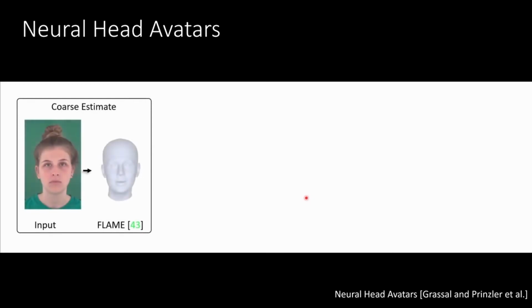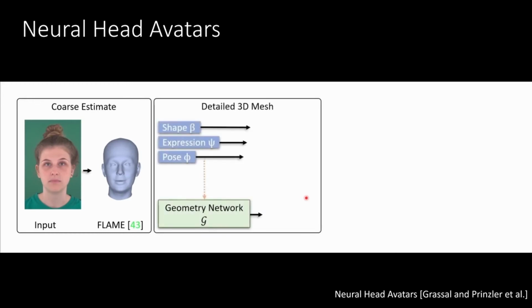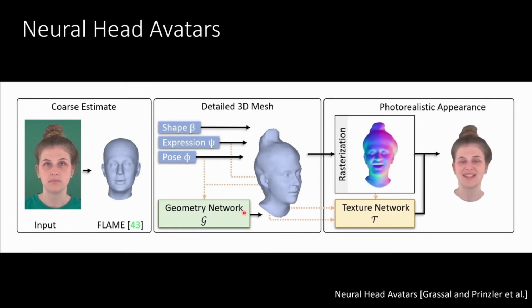As I mentioned in the beginning, the first step is always to get a coarse estimate of the face. So this gives us the blendshape coefficients and a rough estimate of the shape of the person. Based on that, we can actually employ a geometry network which models the displacements from this base mesh to this fine detailed mesh. And this geometry network, which predicts these offsets, is conditioned by the model parameters that are optimized in the first step. On top of that, you can also employ a texture network, which gives you then the final appearance of your avatar.